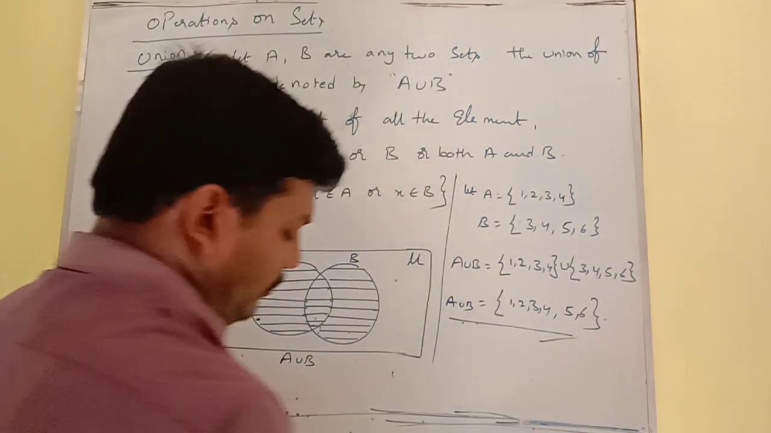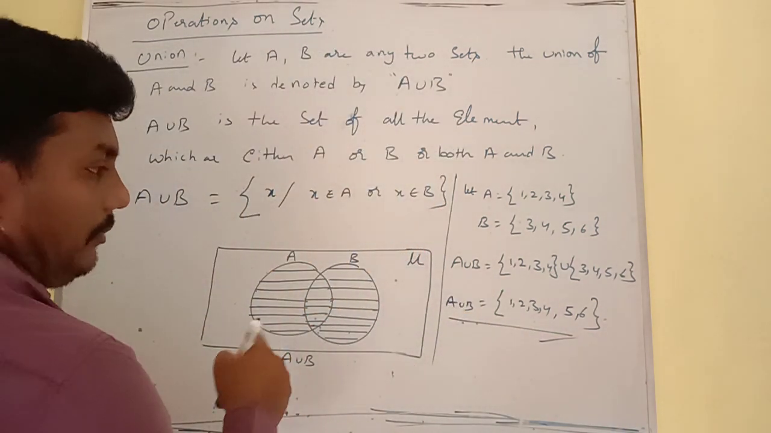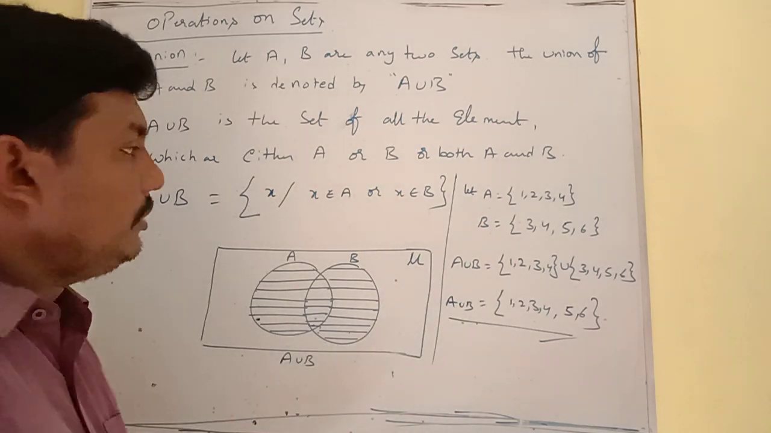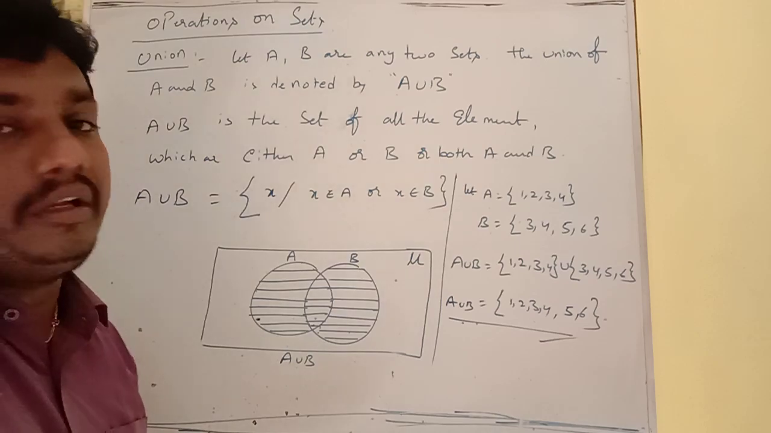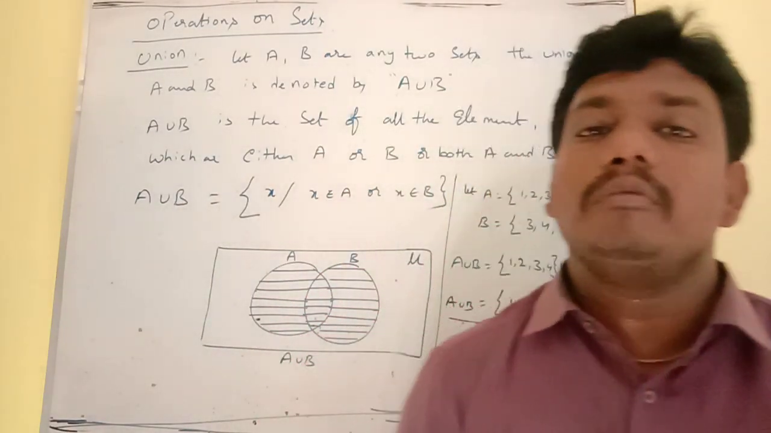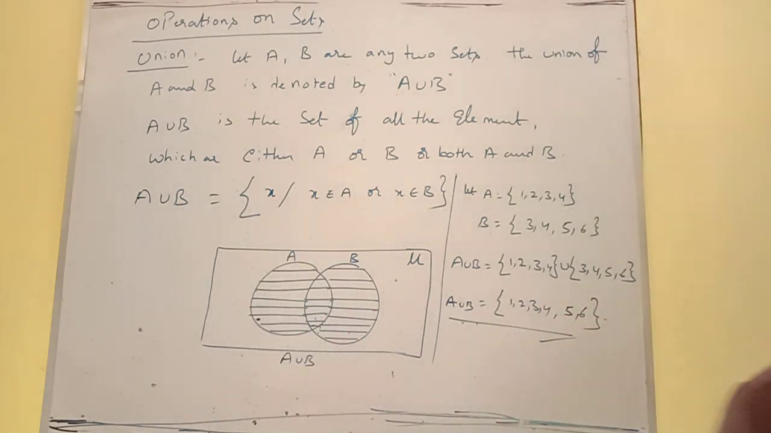This is the set builder form of A union B, the roster form of A union B, and the Venn diagrammatic form of A union B. That is the definition of A union B. So this is regarding A union B. Next we are going to consider the next operation.